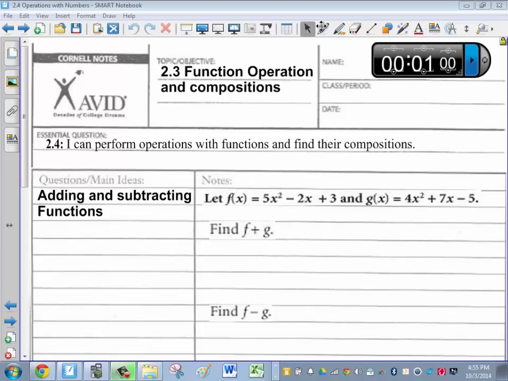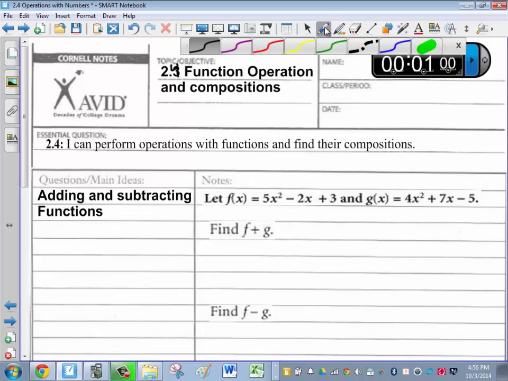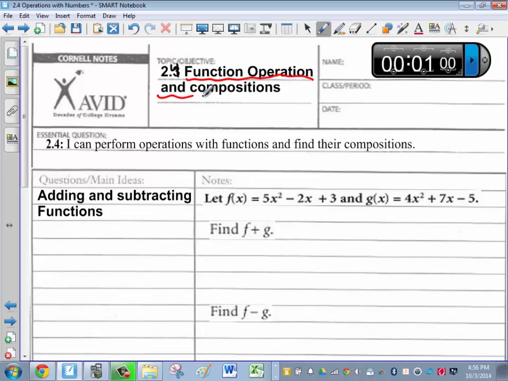Welcome back, everybody. This isn't 2.3. We are on 2.4, guys. What a horrible mistake I made. Which is function operations and compositions. And by the end of this, you should be able to perform operations. And when I say operations, I mean addition, subtraction, multiplication, and division with functions and find their compositions.